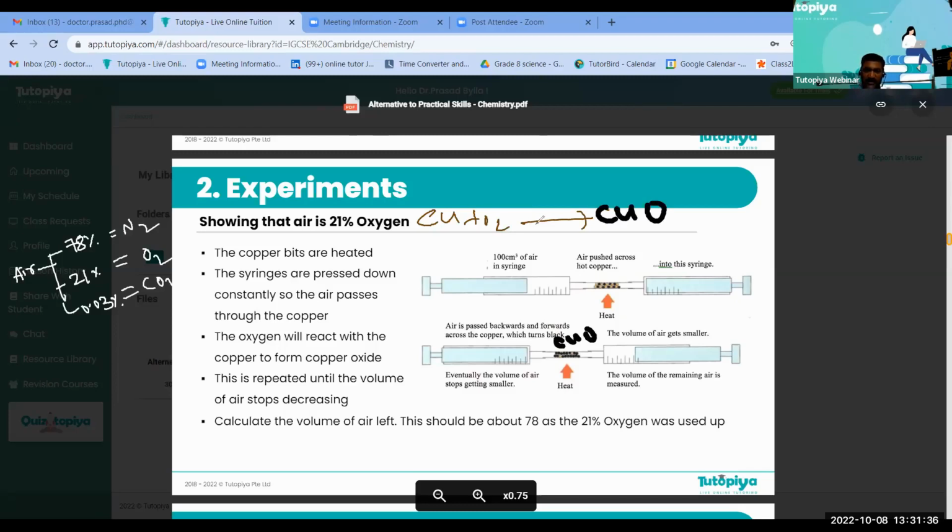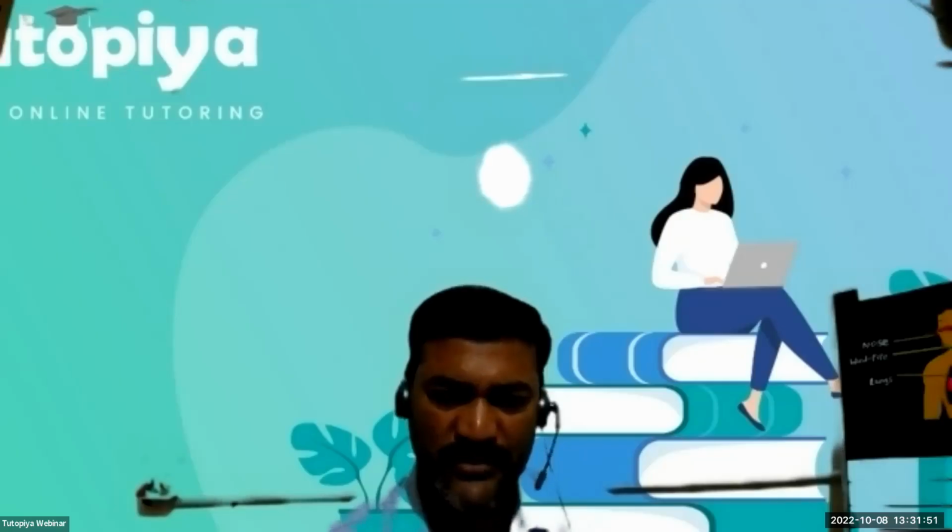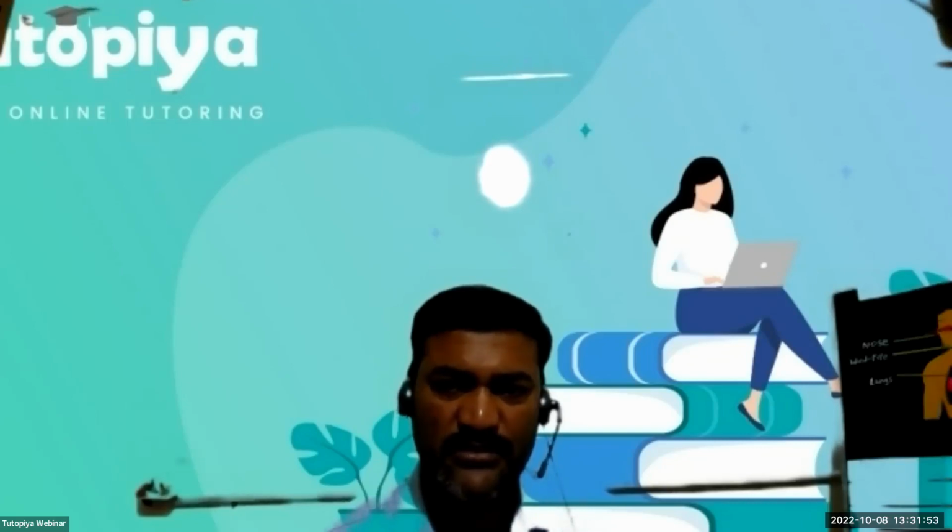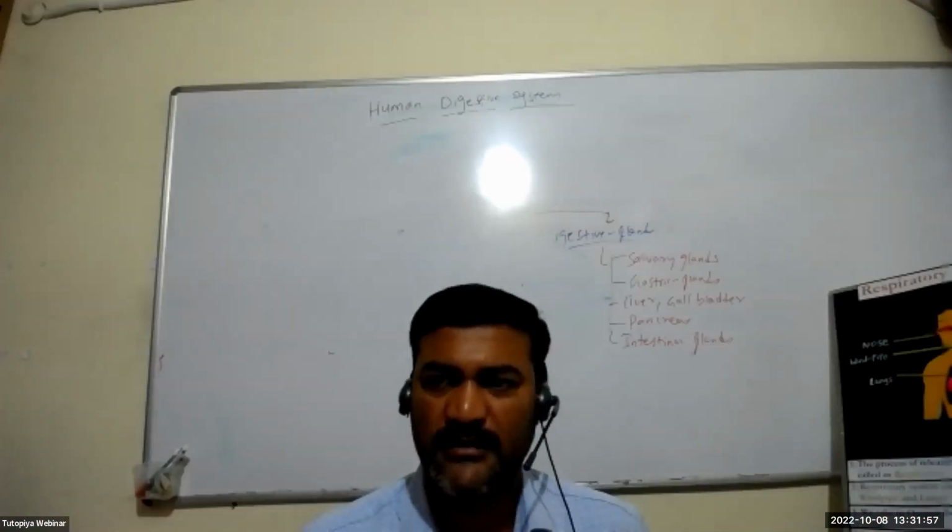This is copper oxide. And what percentage of oxygen has reacted with copper? 21%, because we are taking out of 100 ml, it's 21 ml. So you'll understand much better when I show a real activity here. I'll stop my virtual whiteboard because I want to show the real experiment here.